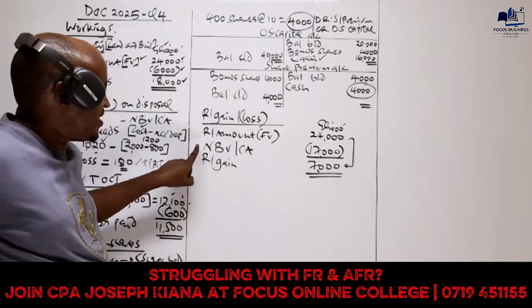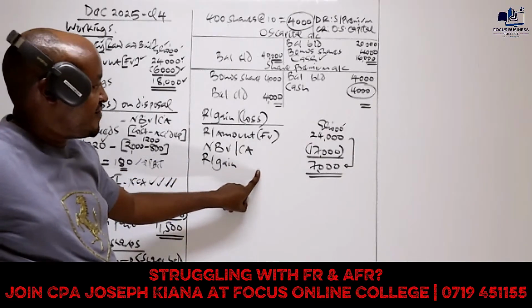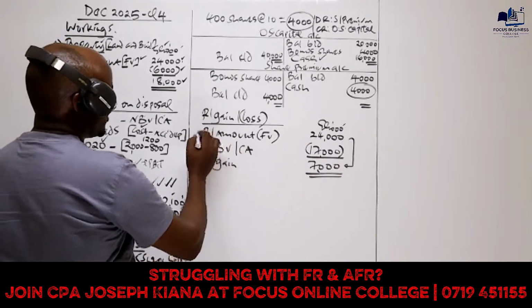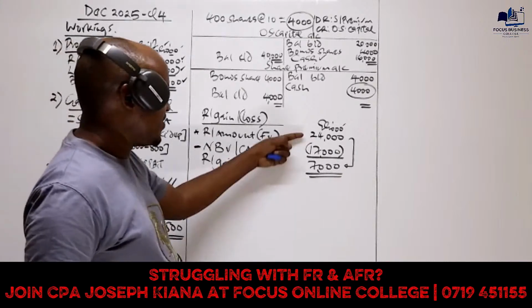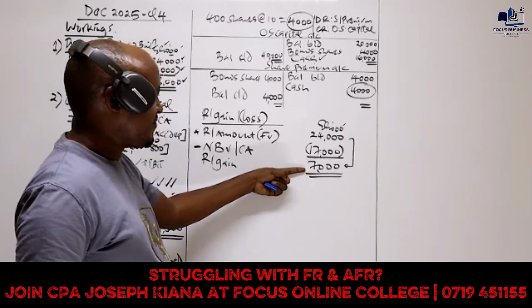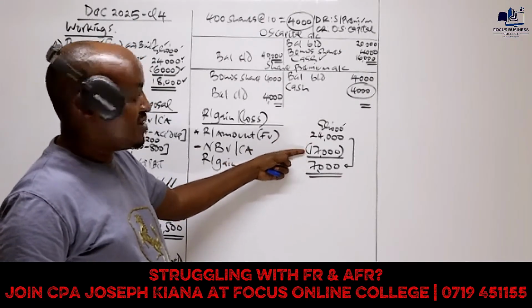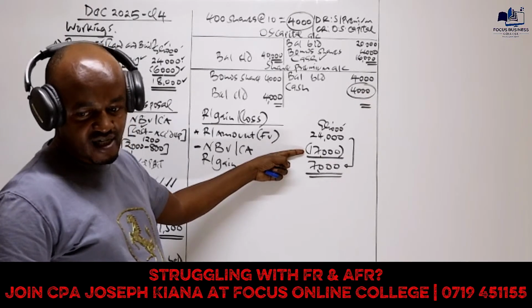We don't have the net book value, but we have the revaluation gain. Remember, to determine the revaluation gain, you take this one, you minus the net book value. So we have this one, we don't have this, and we have this. So how much amount do we deduct from 24 million to get 7 million? In this case, it should be 17.